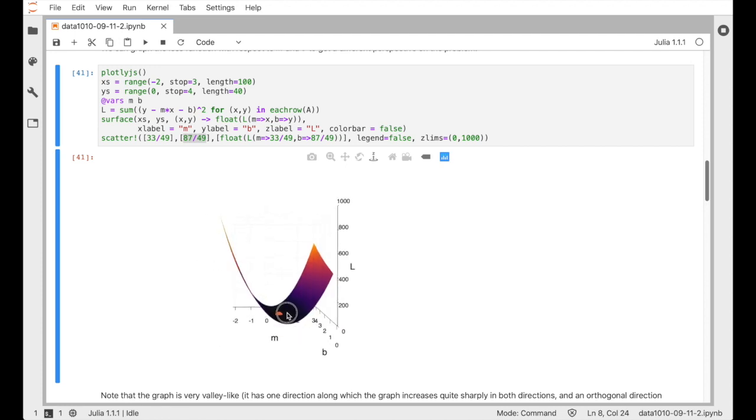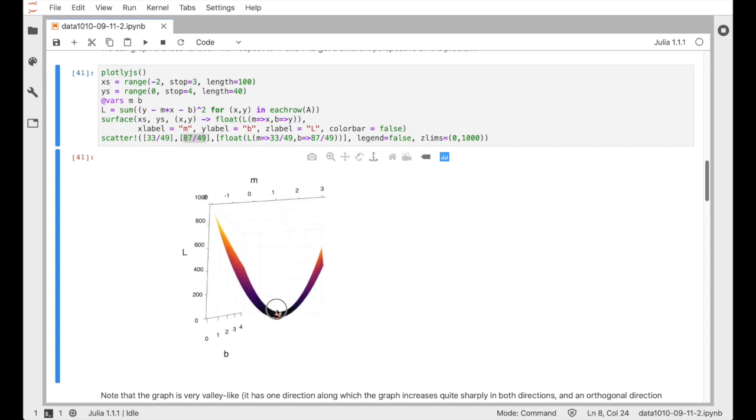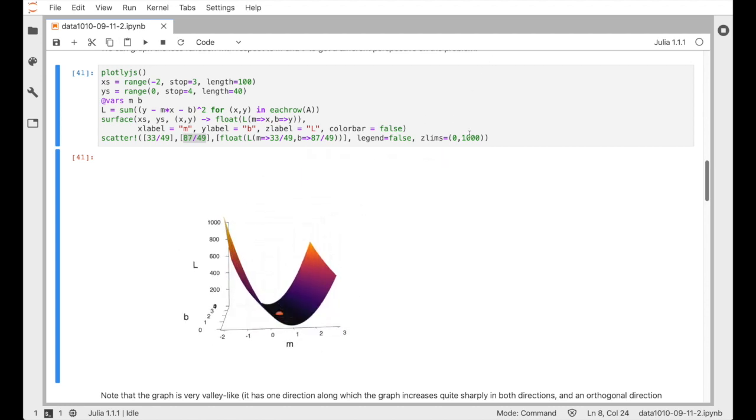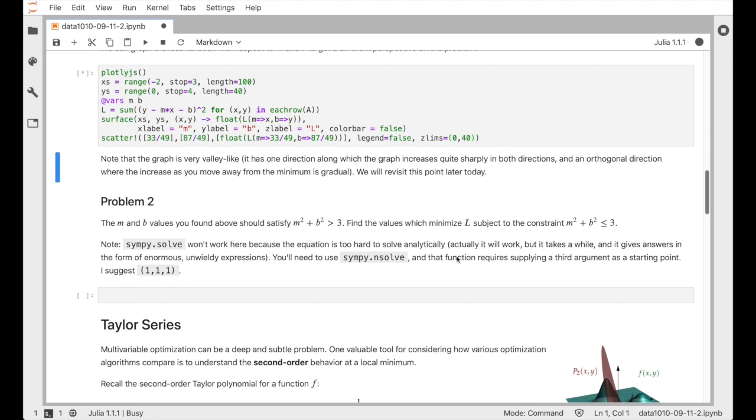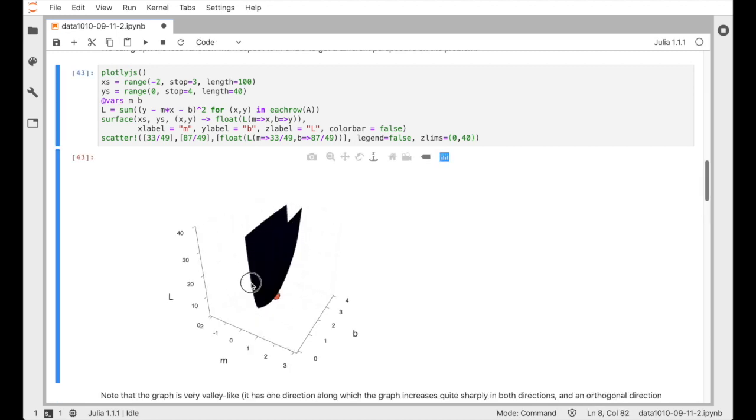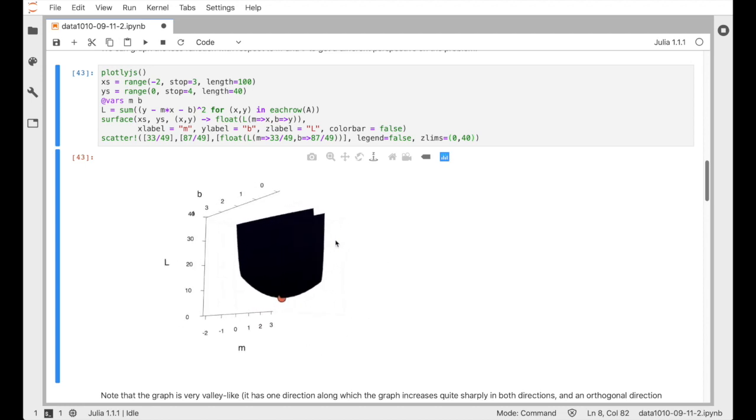But actually, it does curve upwards in all directions here, and we can see that by changing the z-limit to something much smaller, like 40. So we're kind of zooming in around the point where the minimum is. And what you'll be able to see is that there's some curvature in the more shallow direction as well. So we had to look at a more narrow range of z-values to see that, but the orange point clearly is at the minimum of this loss surface.